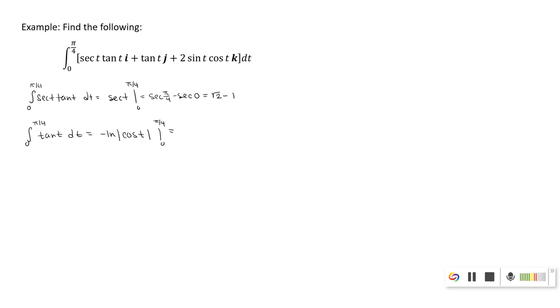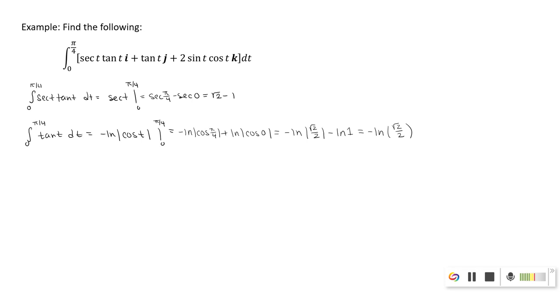And then I'll do the same thing with my other component functions. So I'm going to integrate tangent t. And that one I also have memorized. It's negative natural log of cosine t. And then I'll plug in my bounds of integration and subtract.